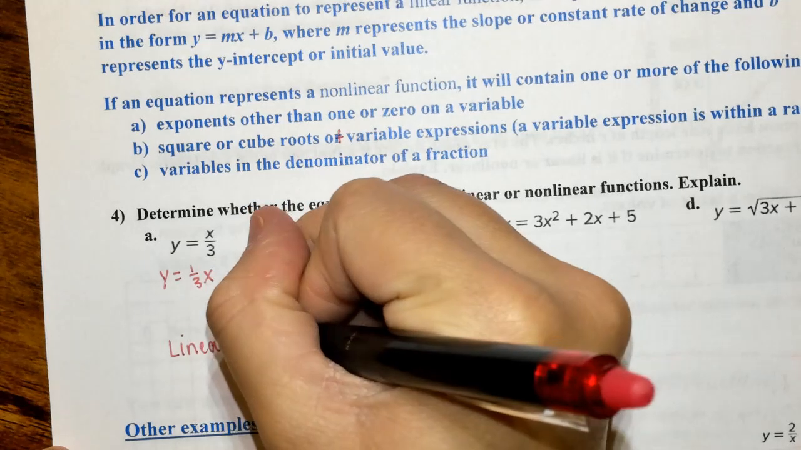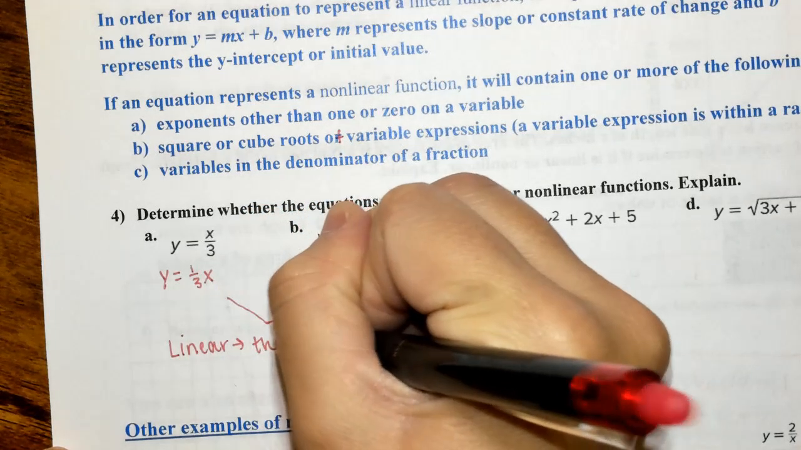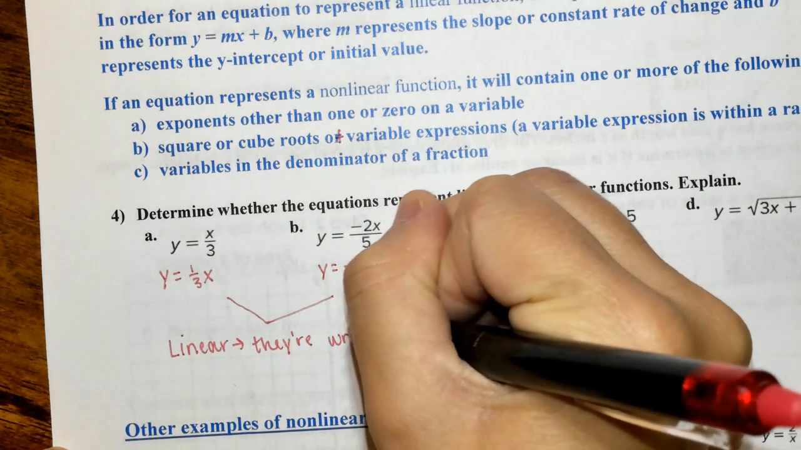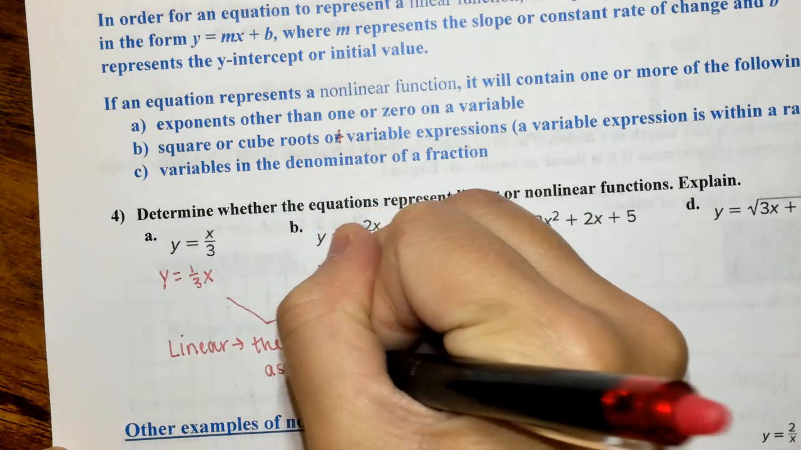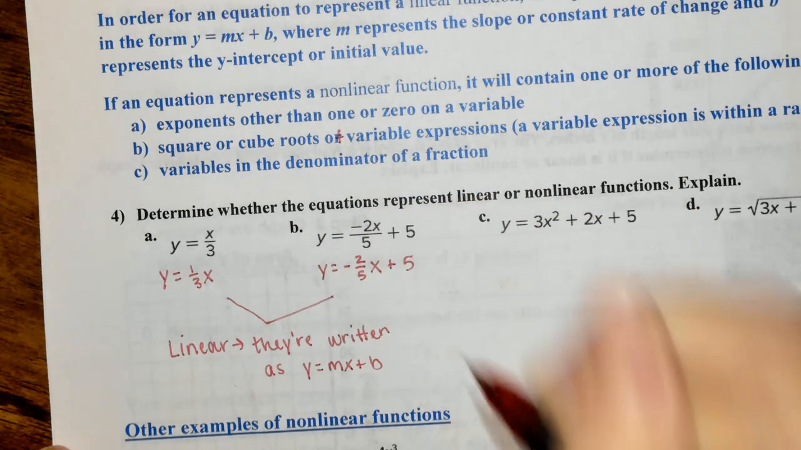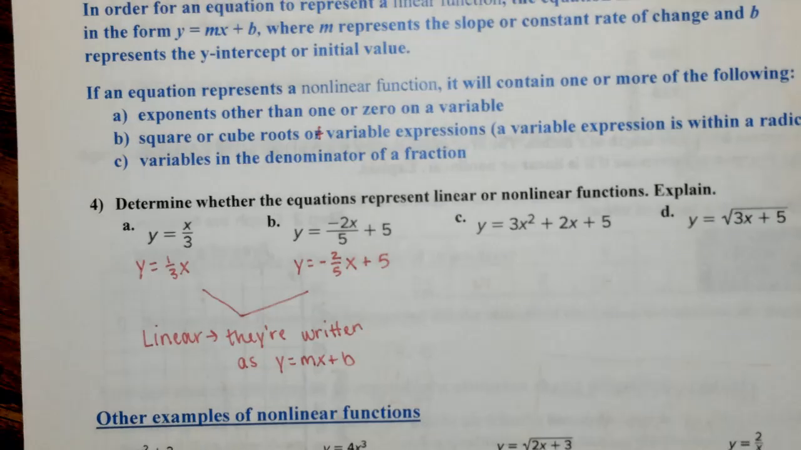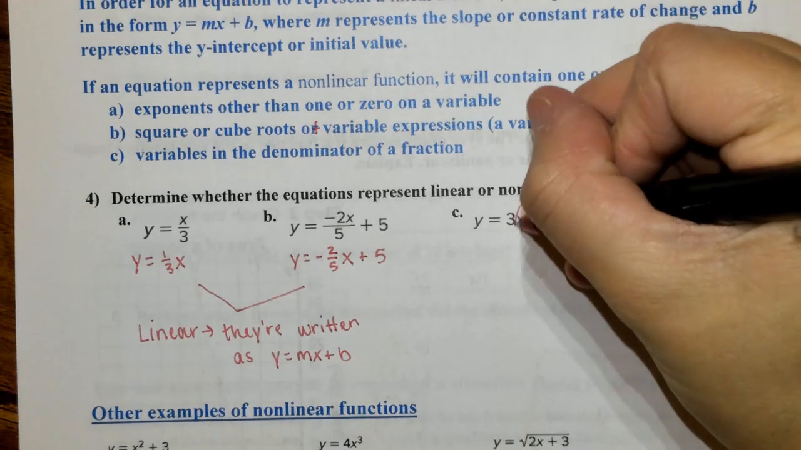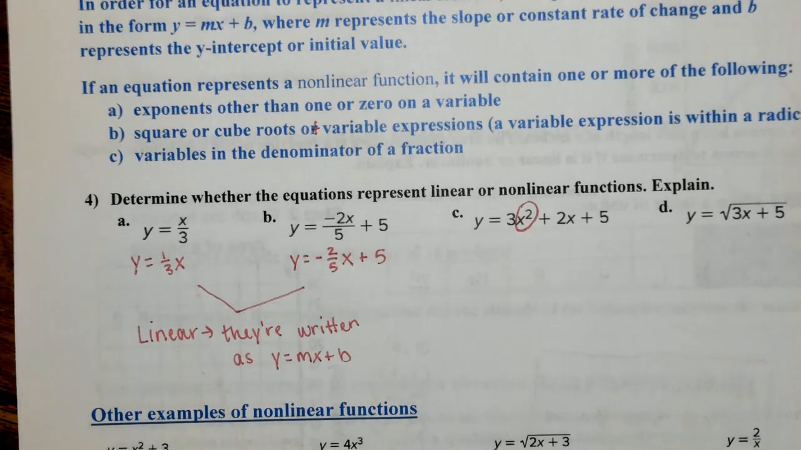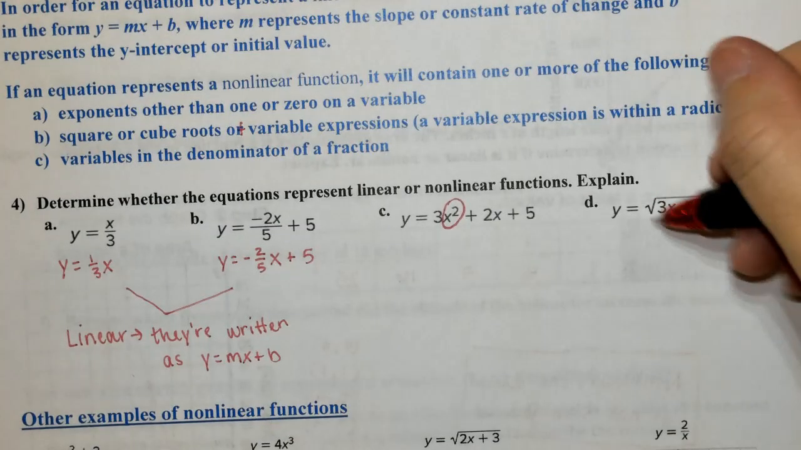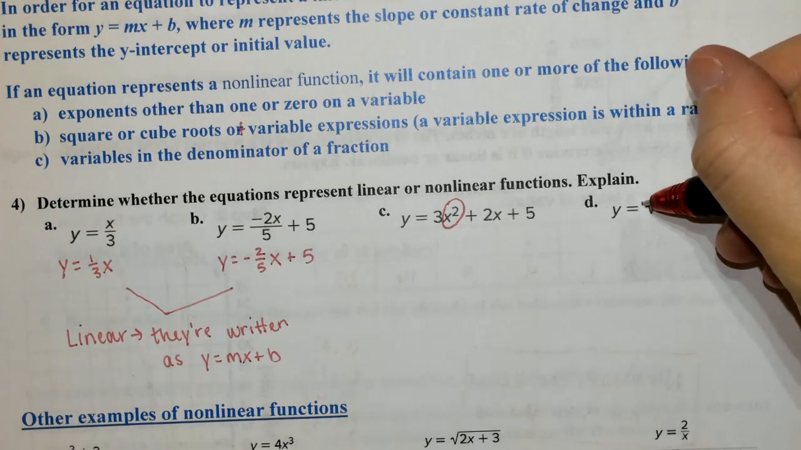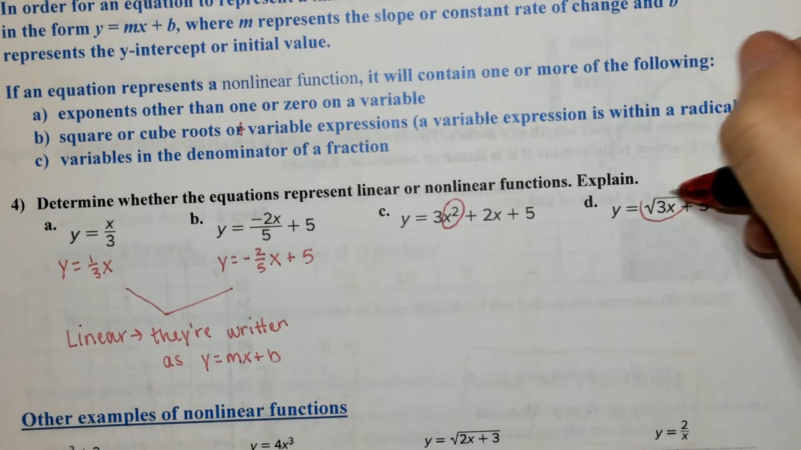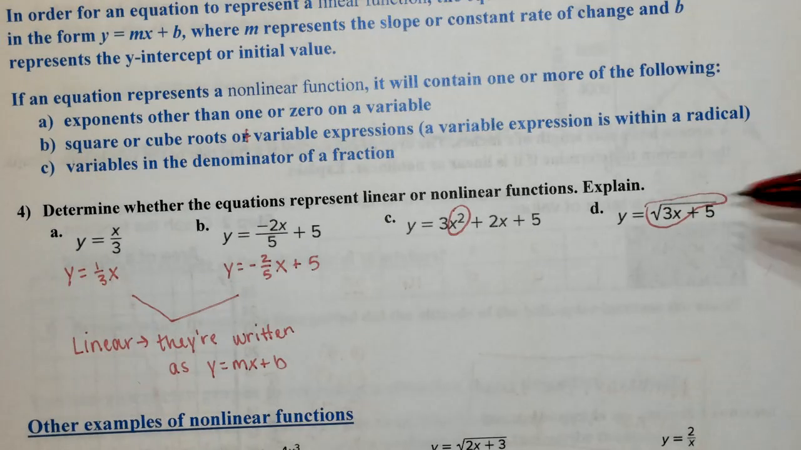And we're going to say because they're written as y equals mx plus b. Okay, for C, y equals 3x squared plus 2x plus 5. This is what makes that not a linear function. And then for D, y equals the square root of 3x plus 5. It's the square root symbol and the fact that that x is underneath the radical. So the x specifically has to be within that radical for it to be not a linear function.